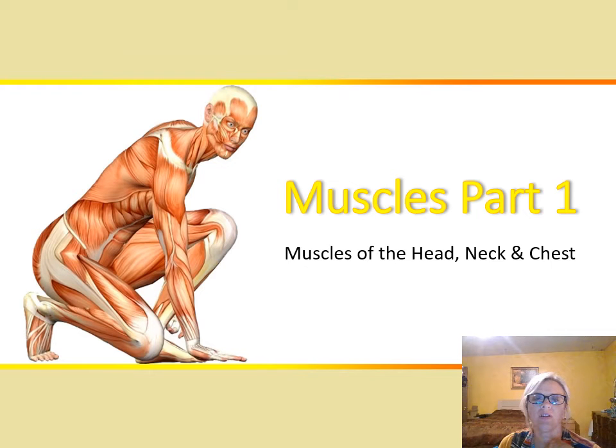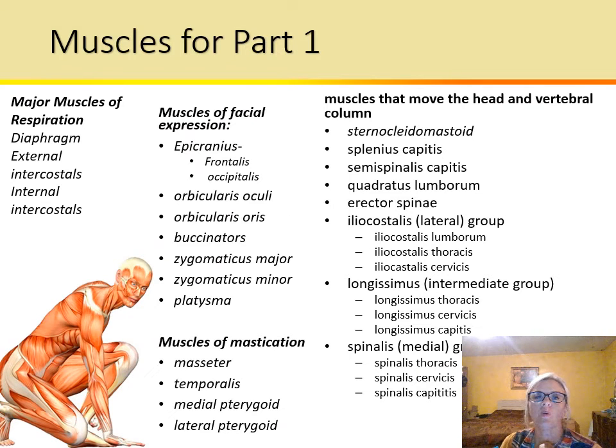All right, so we are looking at muscles. This is part one. We're going to look at muscles of the head, neck, and chest. We're going to be looking at all of these muscles. Be sure to look at your list. They are grouped according to certain movements, and then we have muscle groups that work together as a unit. All right, so we're going to be looking at these, and hopefully what you've learned with your skeletal unit is also going to really help you to find some of these muscles.